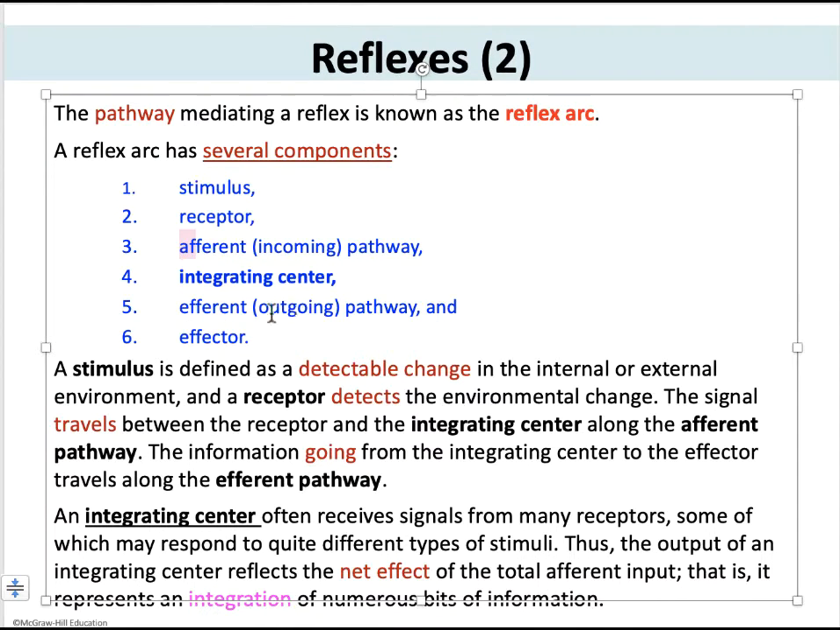The efferent pathway carries the information away from the central nervous system, i.e. from your spinal cord back to the muscles in your leg. And the effectors here would be your muscles in the leg that cause your knee to jerk. So this may seem complex, but each one of these components we're going to discuss throughout the course as important response pathways or mechanisms of information integration.